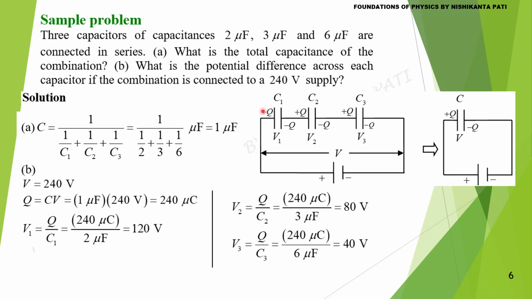Then V1 is equal to Q by C1. V2 is equal to Q by C2. V3 is equal to Q by C3.